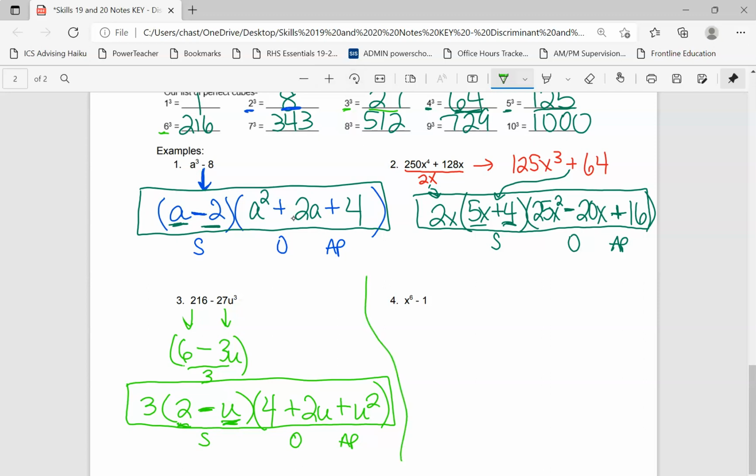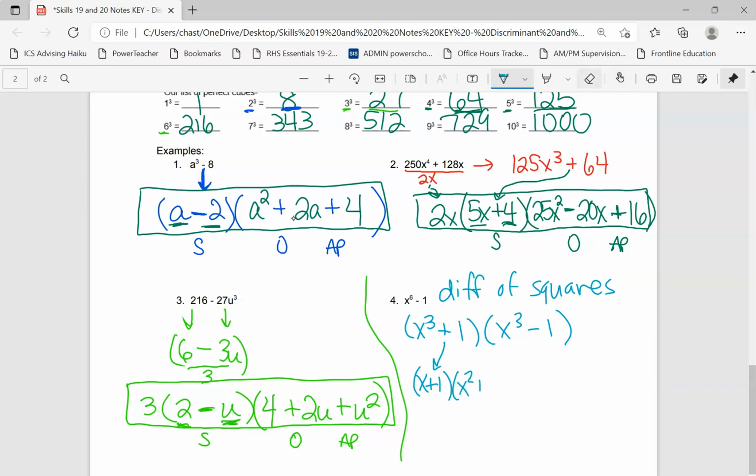Alright, last one here. This one is probably the most of a challenge. x to the 6 minus 1. Right now that's a difference of squares, which we talked about in the last unit. So I'm going to rewrite that as x cubed plus 1 and x cubed minus 1. Both of those can be factored as we get x plus 1, x squared minus x.